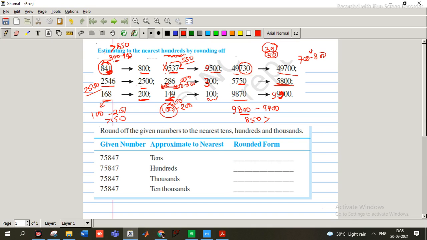Now they have given some examples in which they are asking us to approximate to the nearest tens, nearest hundreds, nearest thousands, and nearest 10,000, like that they are saying. Okay, if they are saying nearest tens, we will only see the last 2 digits. So as it is 47, right? So this number will be in between 40 to 50, right? I will take 45 as mid, but this 47 is greater than 45, so I'll write it as 50.